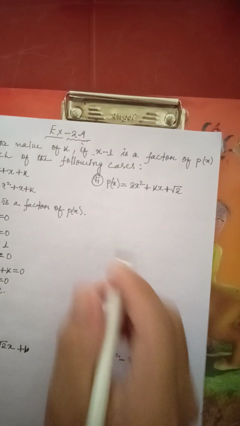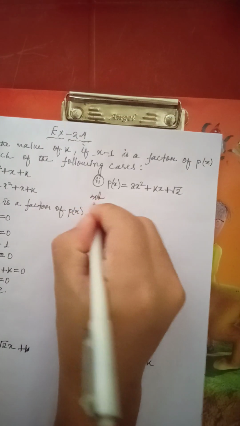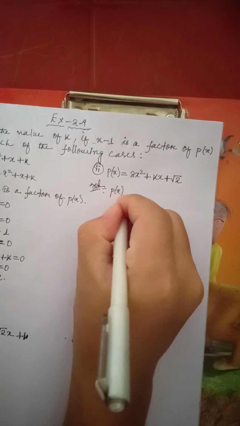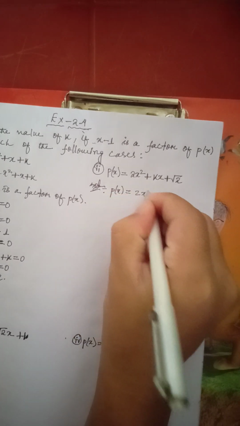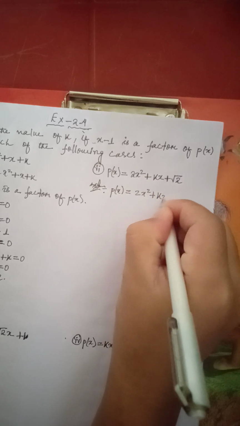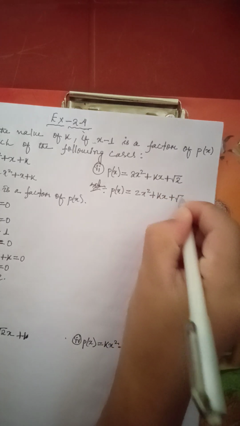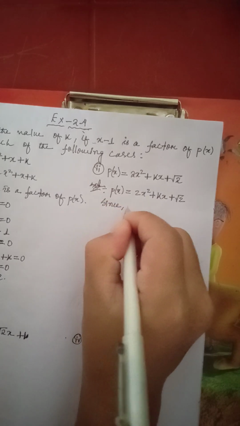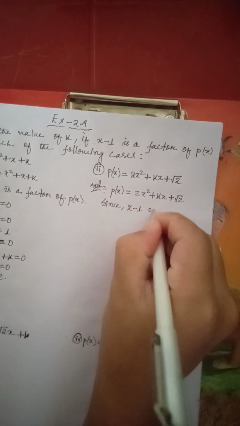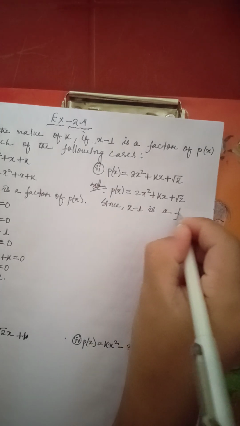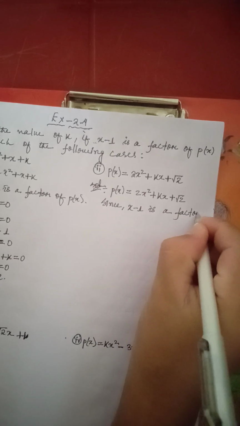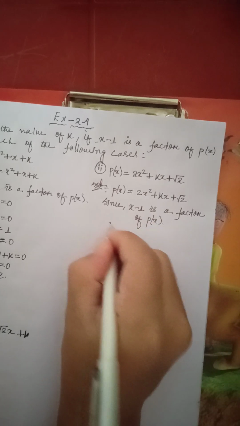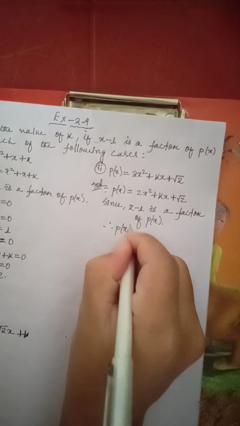Then let us move to Roman number 2. We are given p(x) is equal to 2x squared plus kx plus root 2. Now what has the question given us? The question has given us x minus 1 is a factor of p(x). Let us write that. If it is a factor of p(x), then p(x) must be equal to 0.